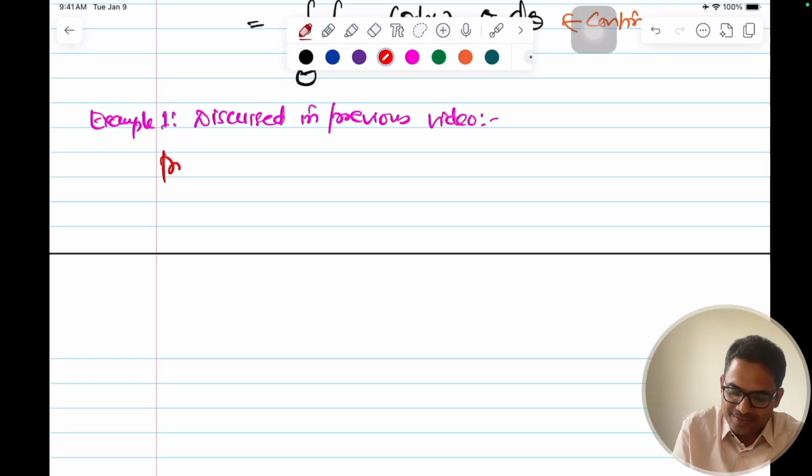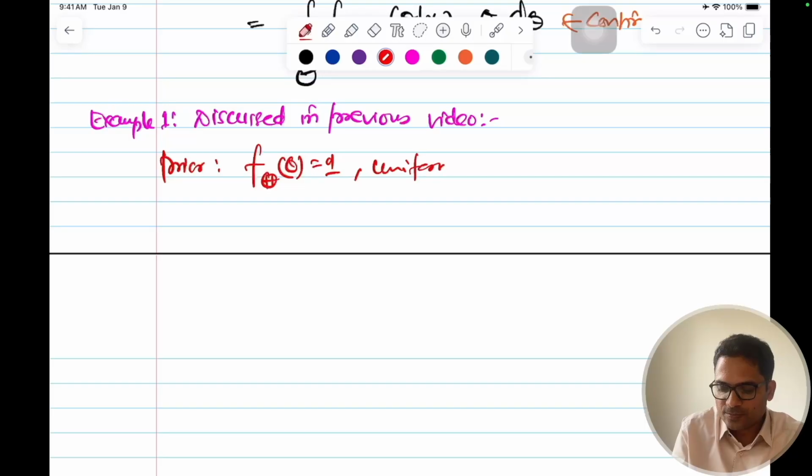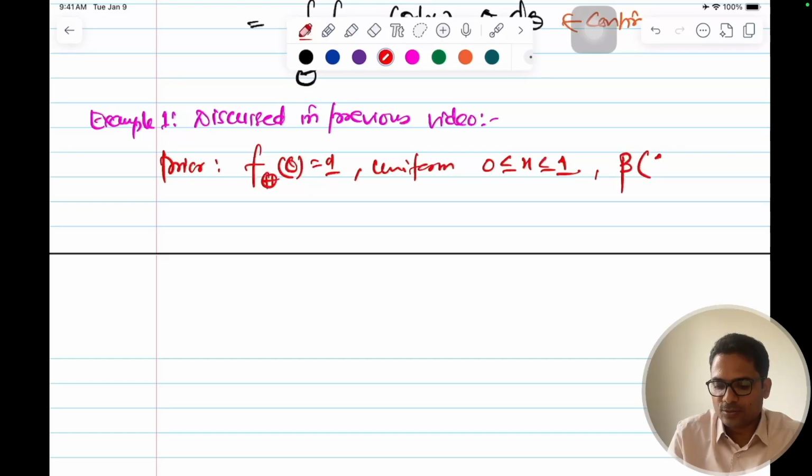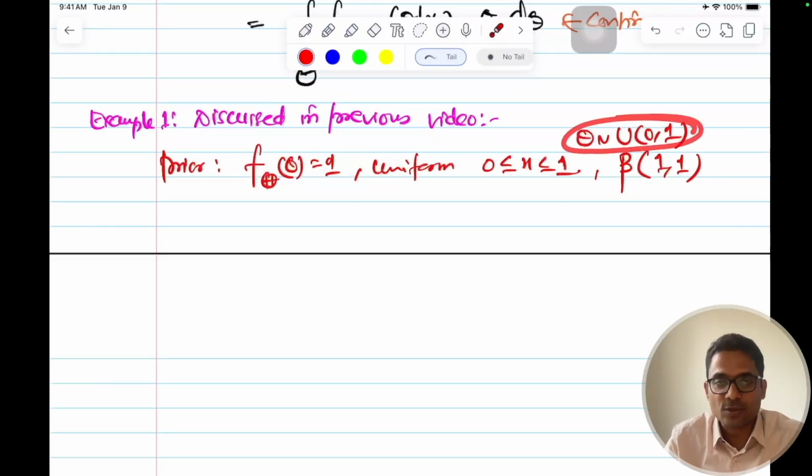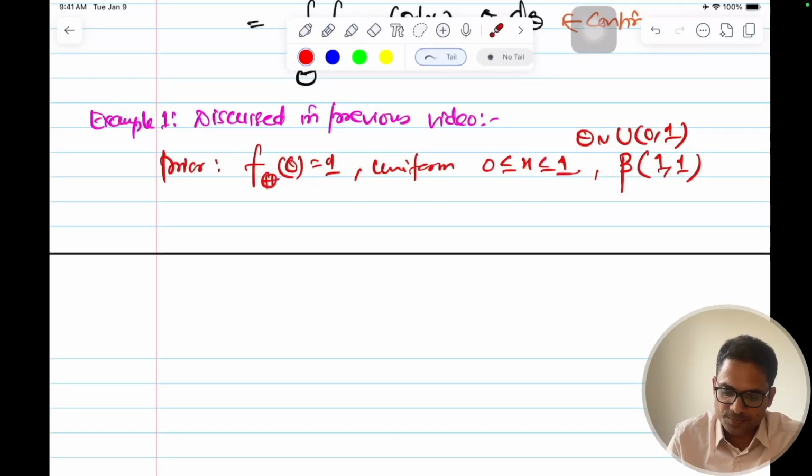So what was the prior there? Prior was f of theta equal to 1, uniform on 0 to 1. If I want to write it with the beta function, this is beta 1 1. In terms of uniform, I can write theta is uniform 0 1. This is uniform in the range 0 to 1. This is my prior.